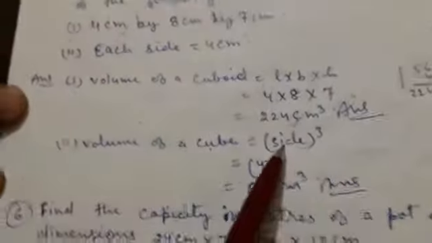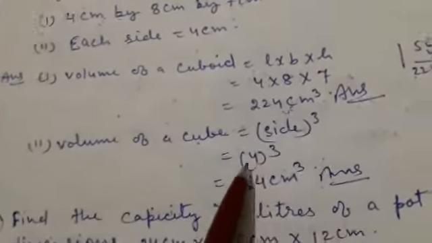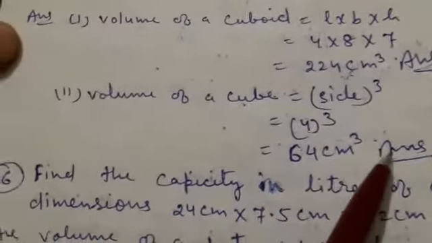Next, volume of a cube. As we know, volume of a cube is equal to side cube. Therefore it is 4 cube. So 4 into 4 into 4, that is equal to 64 centimeter cube. This is our answer. Now let us see question number 6.